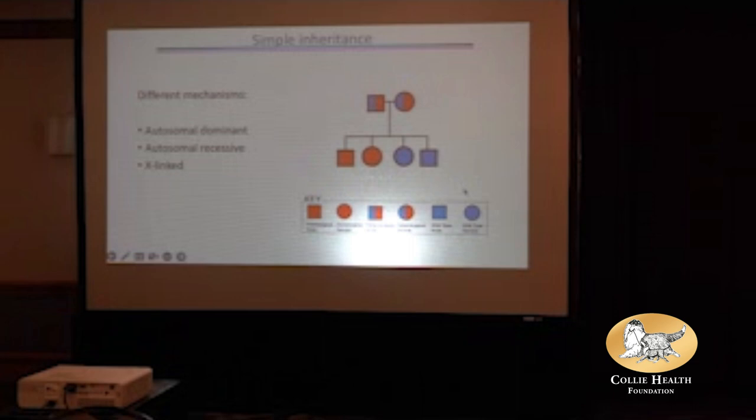And the simplest mechanisms are autosomal dominant, autosomal recessive, and X-linked. What we discuss today is mostly either complex or, if simple, is autosomal recessive. And with autosomal recessive disease, the affected individual has to inherit two different affected alleles from the parents. As you can see here, you have two affected, two unaffected, and two parents that are carriers.